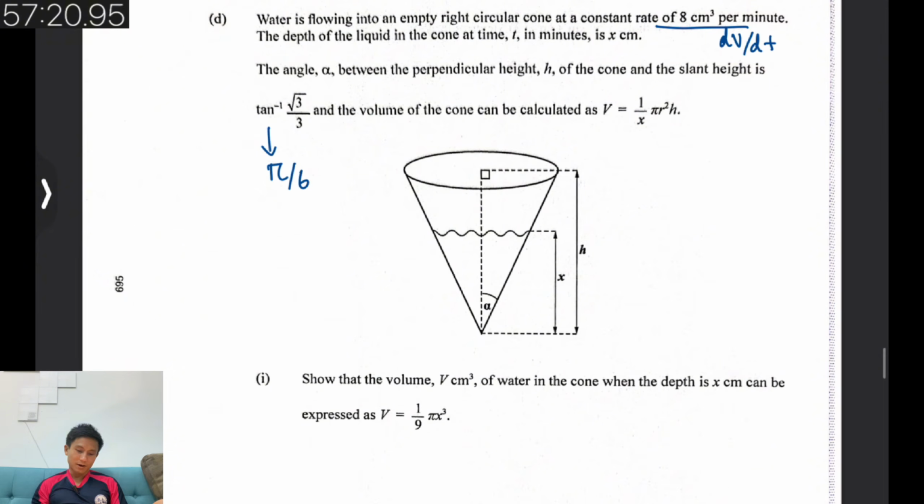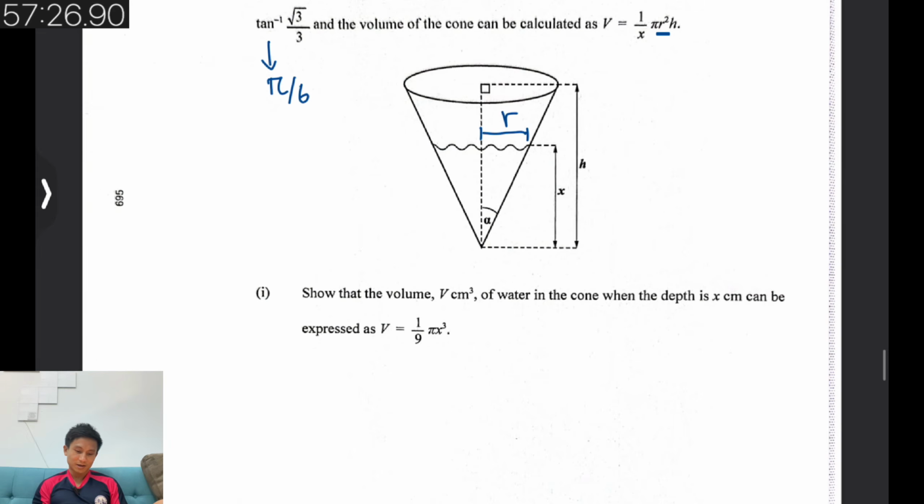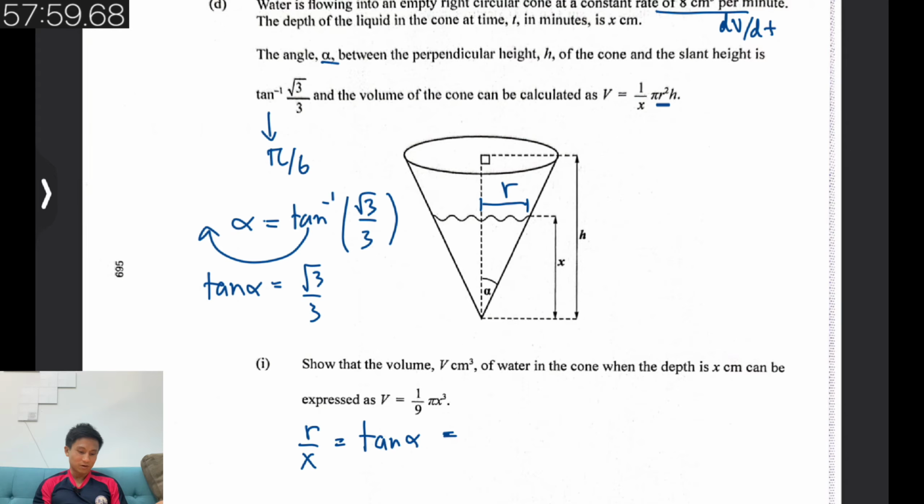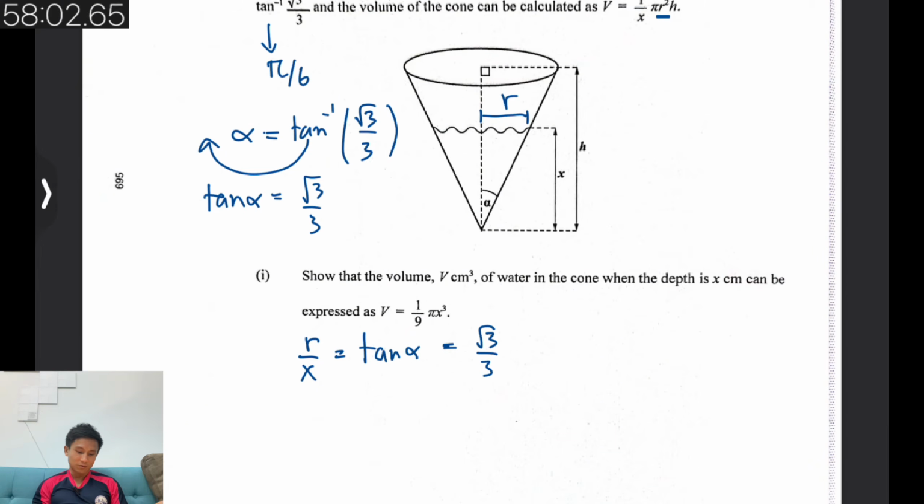Okay, all right. So basically, because we have the radius here as well, we need to find this radius. And r over x will be tan alpha, right? So r over x is equal to tan alpha, which is just this guy. Because they give you that alpha, right? They give you that the angle alpha is arctan. You don't need a calculator here. When you undo the arctan, you get tan alpha being root 3 over 3, right? So that's why I'm going to write root 3 over 3 here.